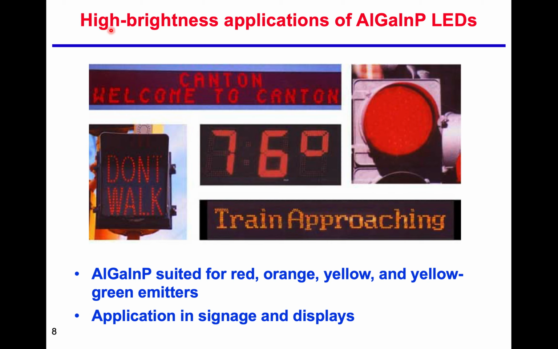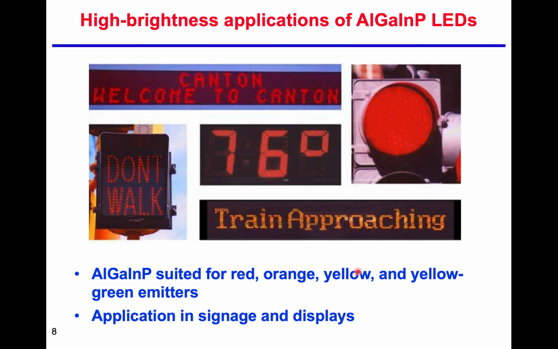And they had a very high brightness and high efficiency application of the aluminum gallium indium phosphide LED, which provides a high performance LED, a high performance red LED. And we can have the long wavelengths, or we say the narrower bandgap, which includes red or orange.